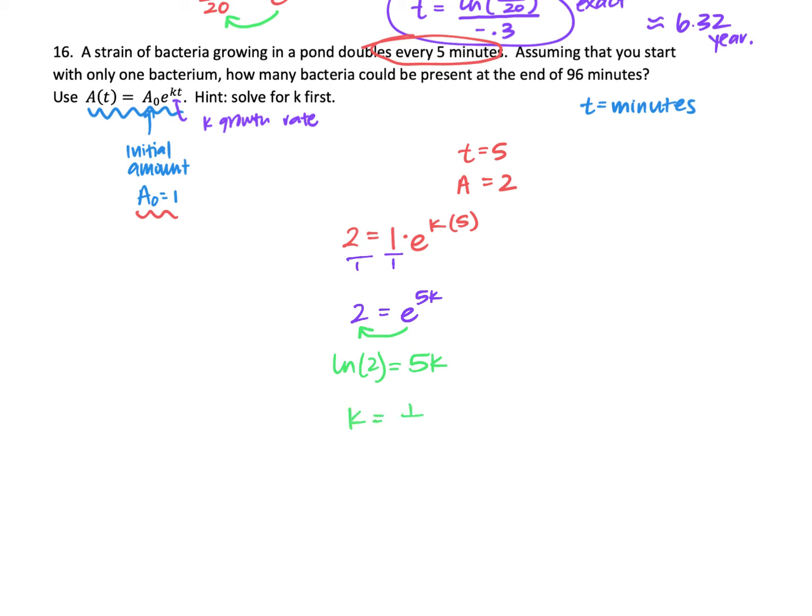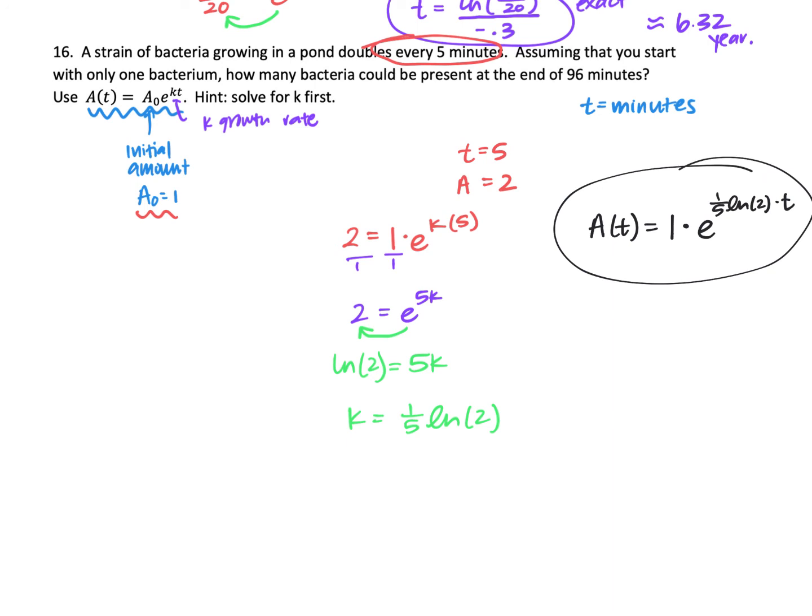We get k is 1/5 times the natural log of 2, which means my function here is 1, which is A naught, times e to the power of 1/5 natural log of 2 times time. Okay. I would need this to make any sort of calculations about the future, any sort of predictions. The prediction it's asking us to make is to figure out how many bacteria could be present at the end of 96 minutes. So we're going to plug in 96 for t.